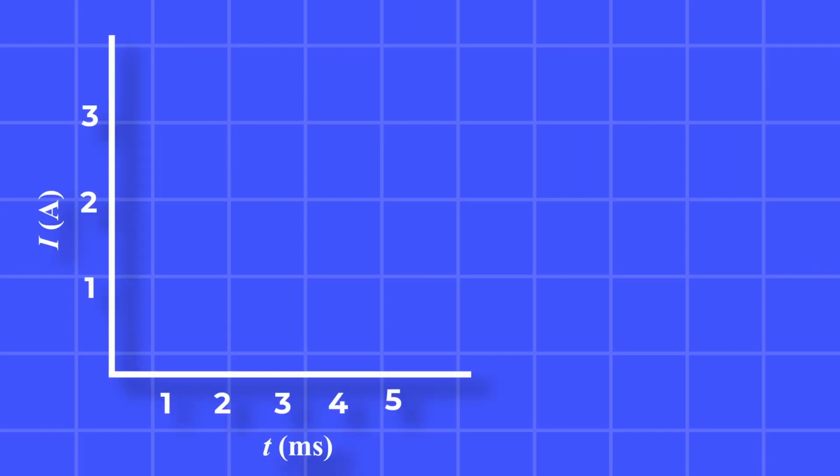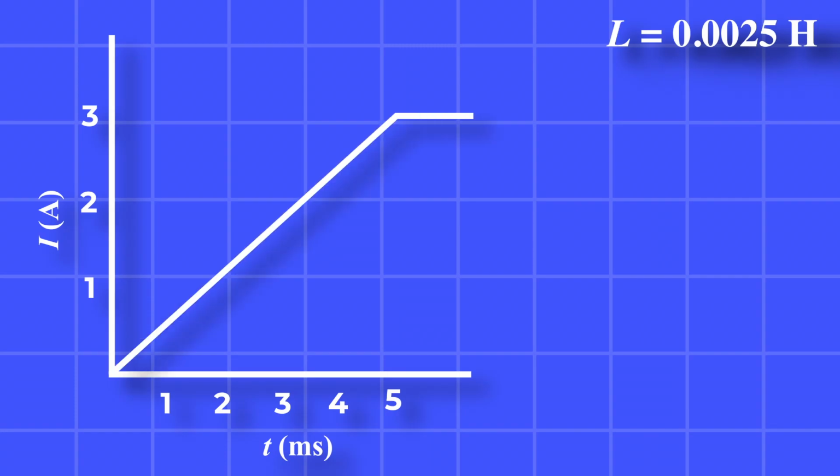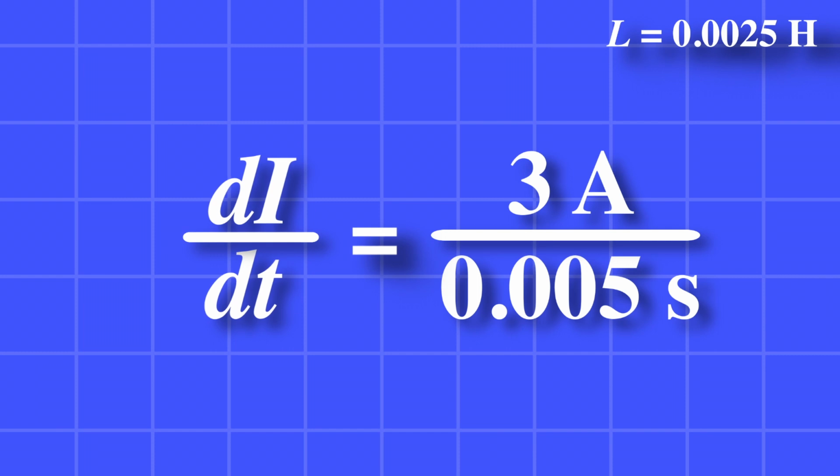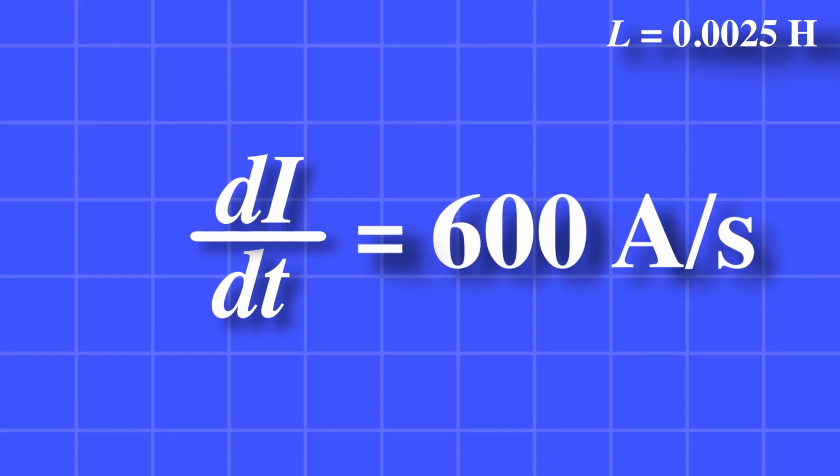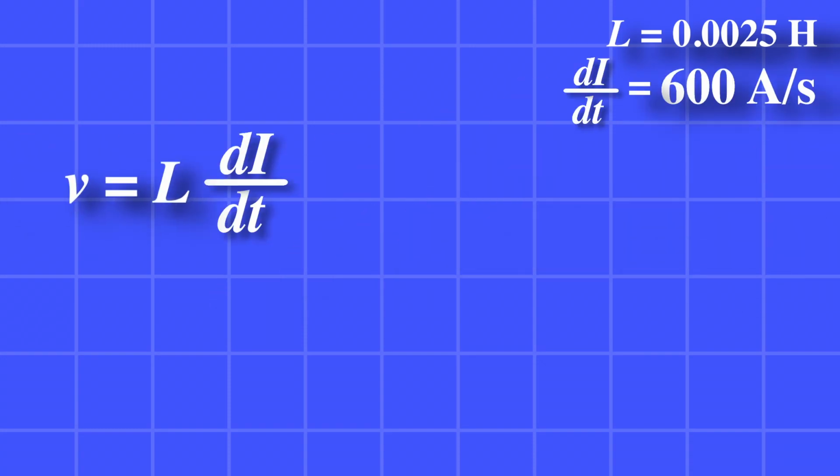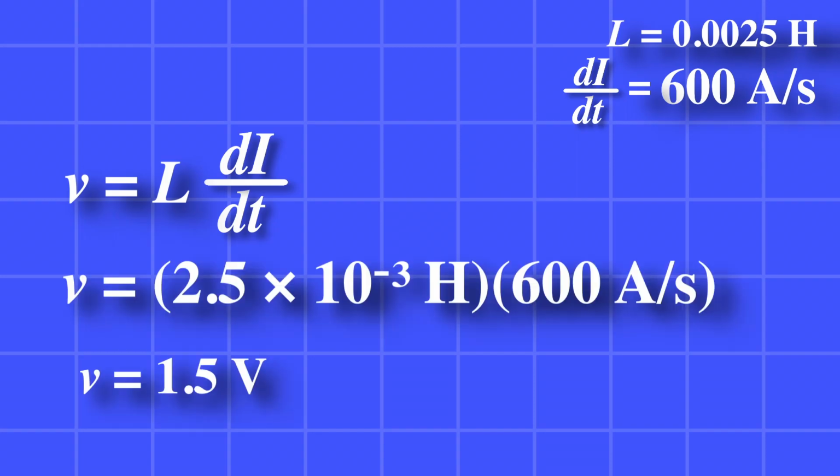Now, let's try a ramped current case. A 2.5 millihenry inductor ramps from 0 to 3 amperes in 5 milliseconds. The slope, dI by dt, is 3 divided by 0.005, which equals 600 amperes per second. V equals L dI by dt gives about 1.5 volts, opposing the rise.